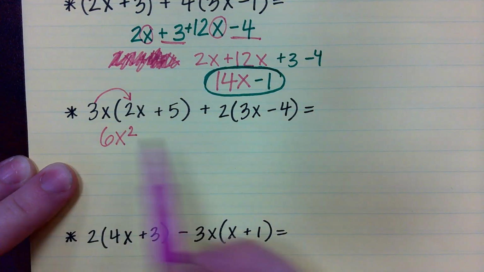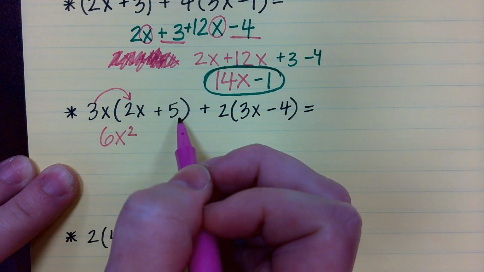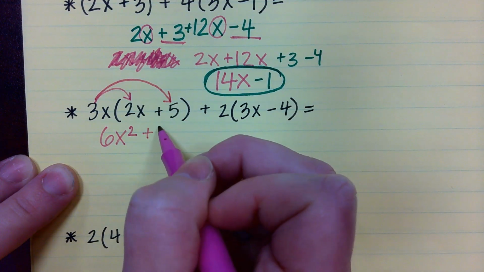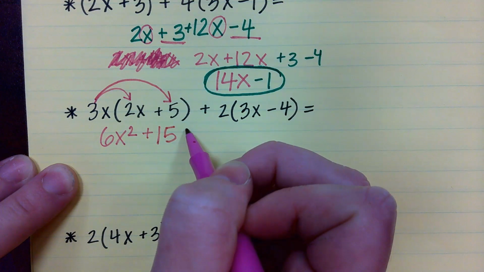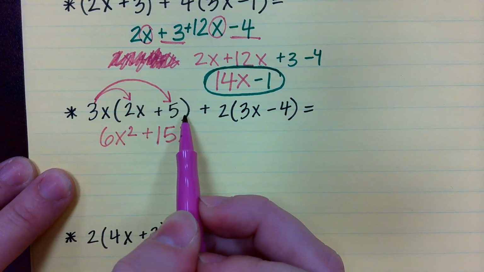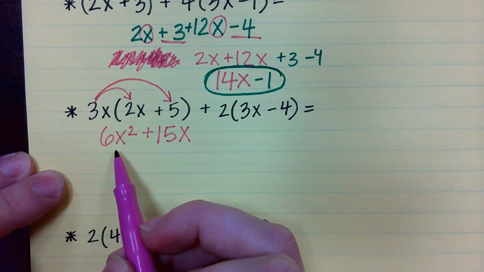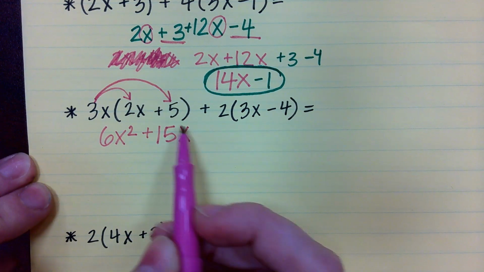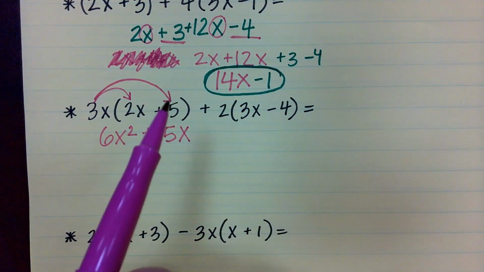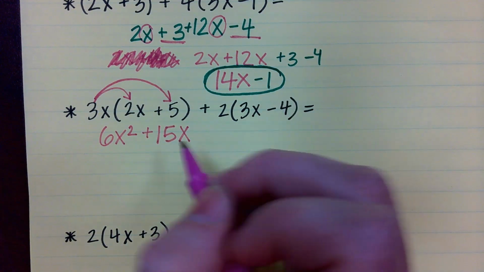Okay. Now, what am I doing next? Yeah. 3x times 5. Good. So that is plus 15x. 3 times 5 is 15. X times, well, there's not another x, so we just bring it over. 6x squared plus 15x. That should be the first part of our answer. Any questions about how we got to this point? Good, good. Okay, so let's look at the next part.